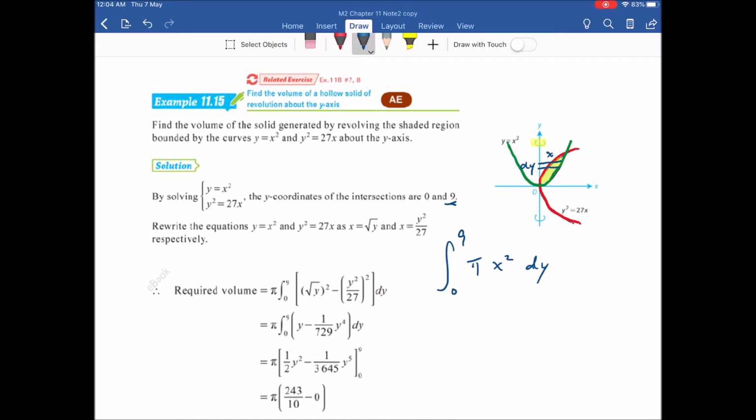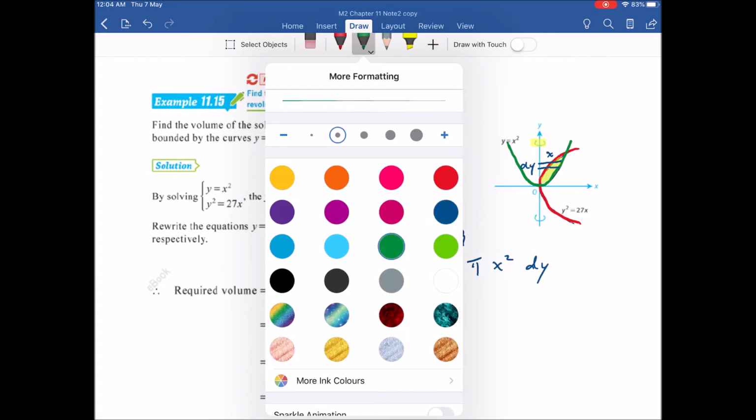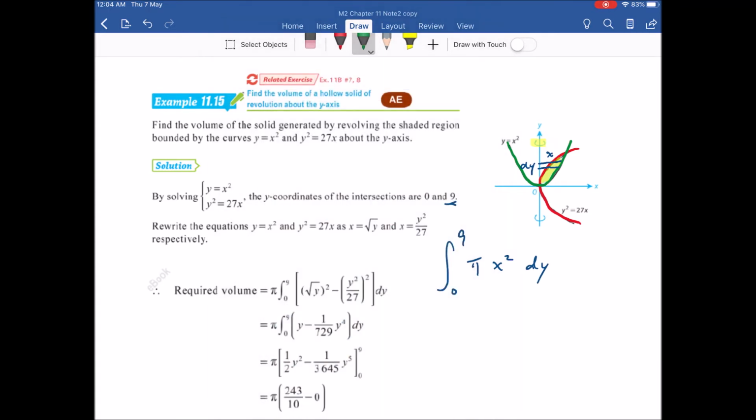And then minus. This one, x squared. For this curve, the green one, x squared is y. So this is y. And then for this one, the red one, x squared is y squared over 27. So x squared is y squared over 27, and then all squared.